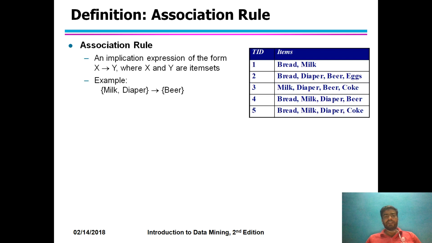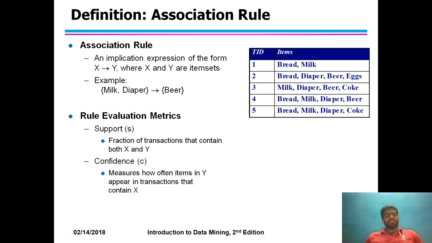Association rule. So what is an association rule? Definition: an implication expression of the form X implies Y, where X and Y are item sets. That is, if I buy an X item, then there is a chance that Y is also being bought. For example, if I buy milk and diaper, then there is a chance that beer is also being bought.